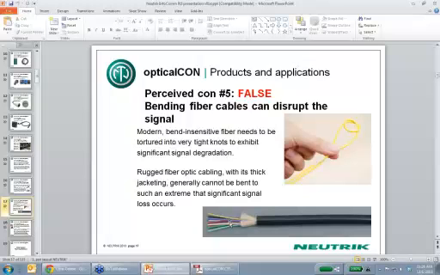Again, a big point about this presentation is when we think about fiber, always make the distinction between the non-rugged stuff and the rugged stuff. They have very different principles and ramifications for using each.